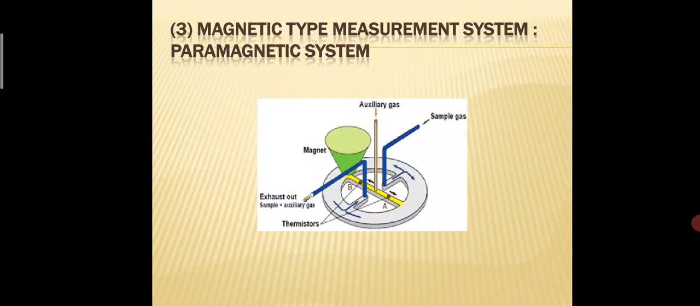That is a paramagnetic system. Using the paramagnet, we measure the concentration of oxygen present in a sample. Here we see the arrangement for this paramagnetic system. The sample gas is given into this tube, and then the auxiliary gas is given into this tube. Here there is a magnet, and the sample and auxiliary gas exit at this place, and this is the thermistor. The thermistor value is varied by the oxygen concentration.